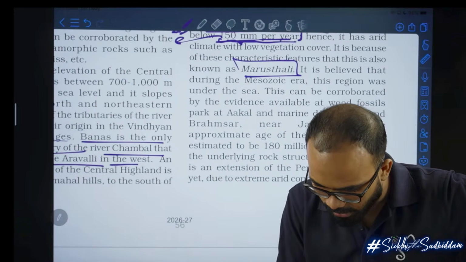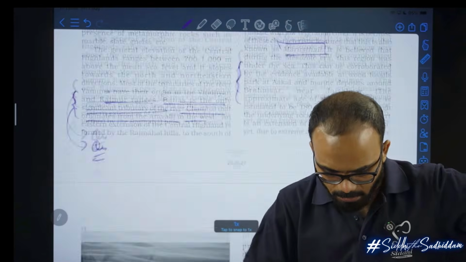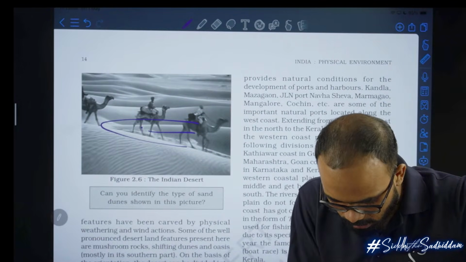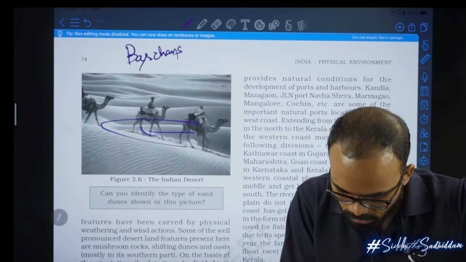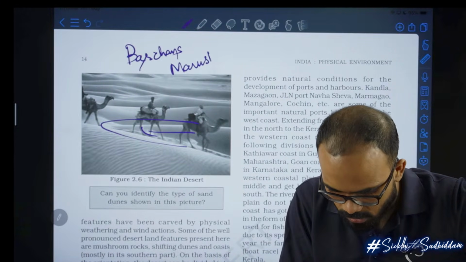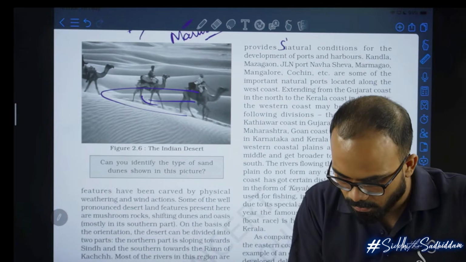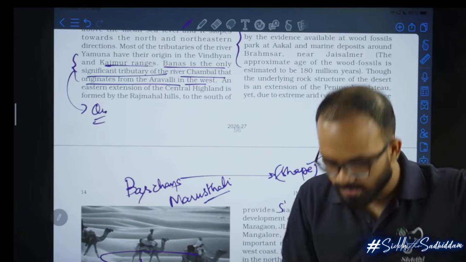Then the deposits that are there, they can ask you about the deposits that are present, but beyond that this is good. So this is the Indian desert where we have Barchans, Marusthali, the shape and all, Barchans shape, all these things are important.